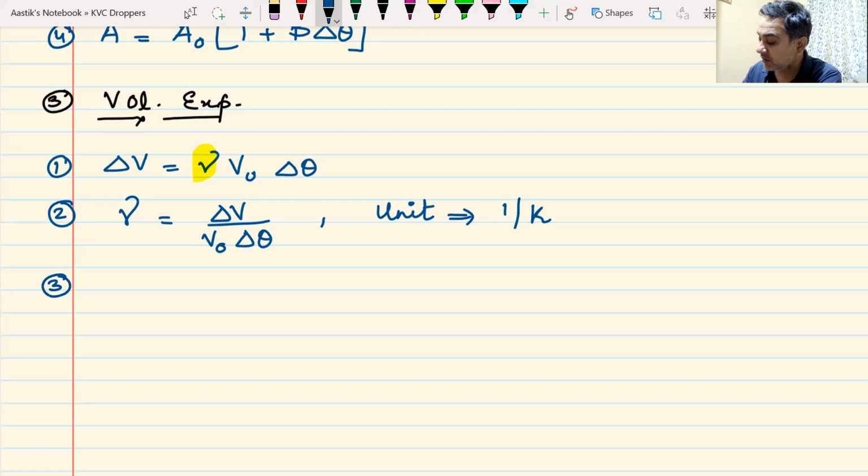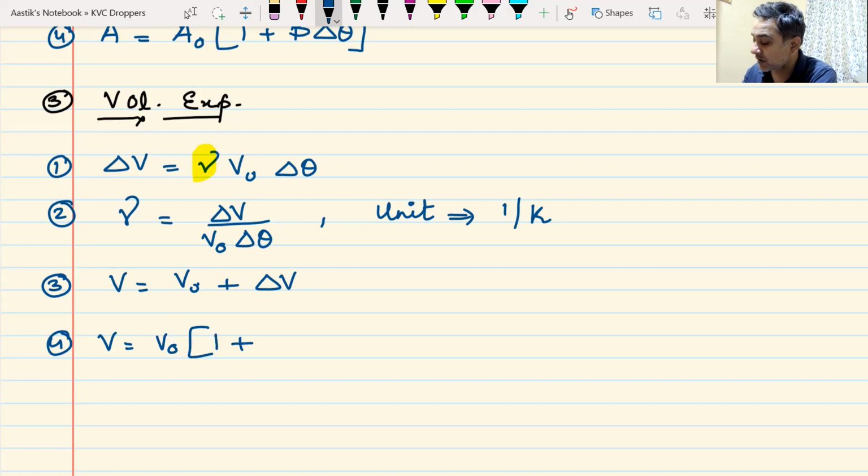If I talk about the final volume, V will be equal to V naught plus delta V. And as I said, if you remember any one of those formulas, you will be able to make out the rest of this. Final formula: V will be V naught into 1 plus gamma delta theta. I'll give you a minute to note these formulas down.